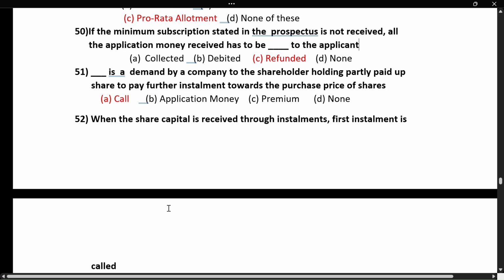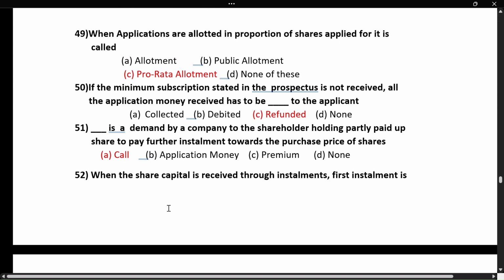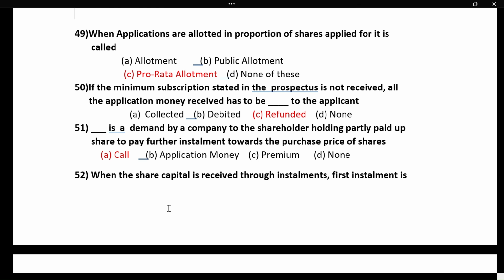When applications are allotted in proportion to shares applied for, it is called pro rata allotment. If the minimum subscription stated in the prospectus is not received, all the application money received has to be refunded to the applicants. A call is a demand by a company to the shareholders holding partly paid up shares to pay a further installment towards the purchase price of shares.